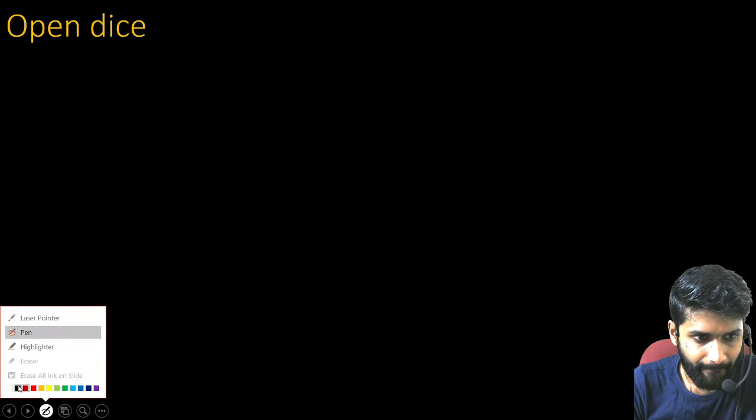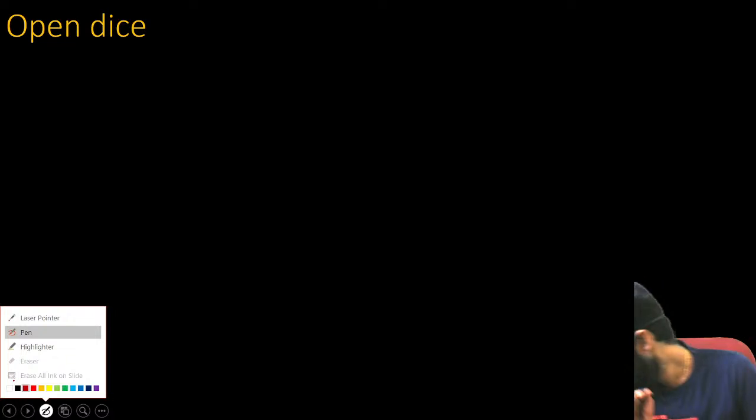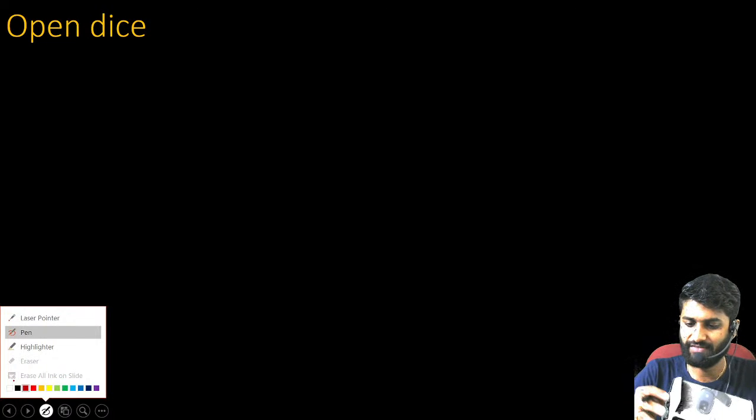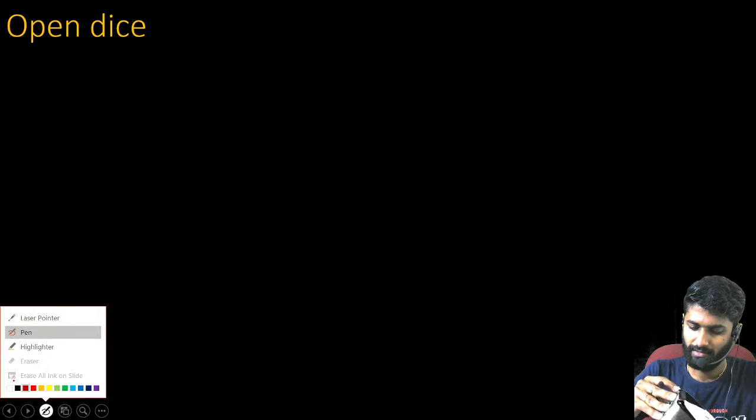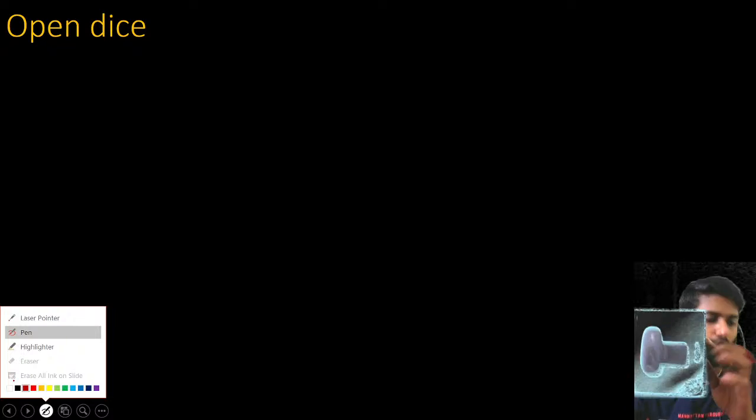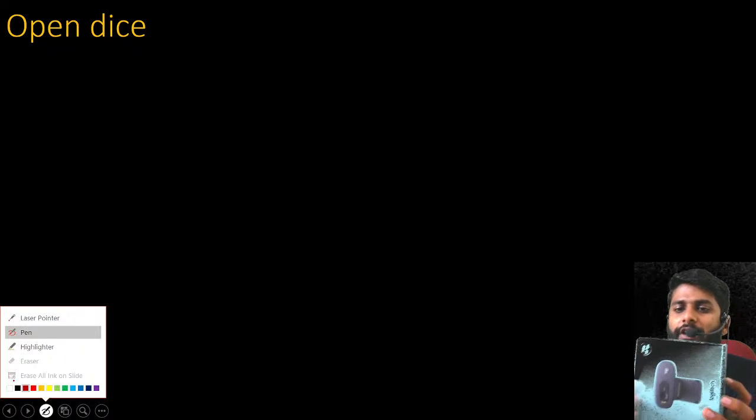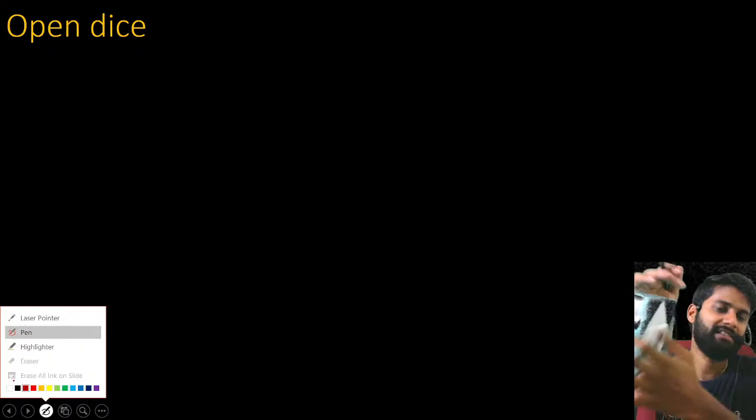Then you can see the concept of open die. So what is the concept of open die? Just see, guys. Open die. Just go through that. For example, just see the camera, guys. This is the closure figure, guys. See, 6 faces: 1, 2, 3, 4, 5 and 6 faces.